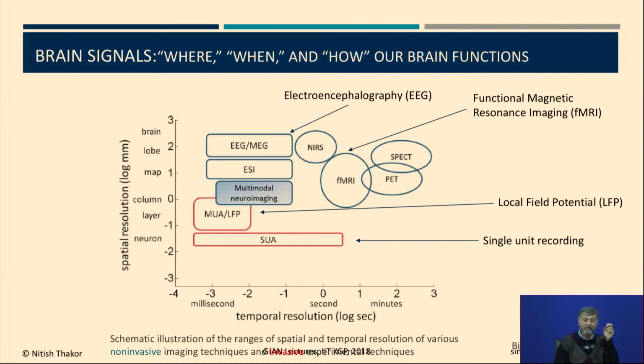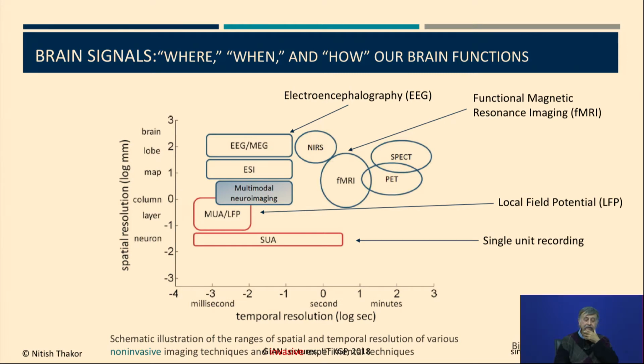Single unit means a microelectrode is placed and records from one individual neuron at a time. Multi-unit means the electrode can pick up multiple neurons; a unit is a neuron. Local field potential, as I said, is a sort of filtered version of that.